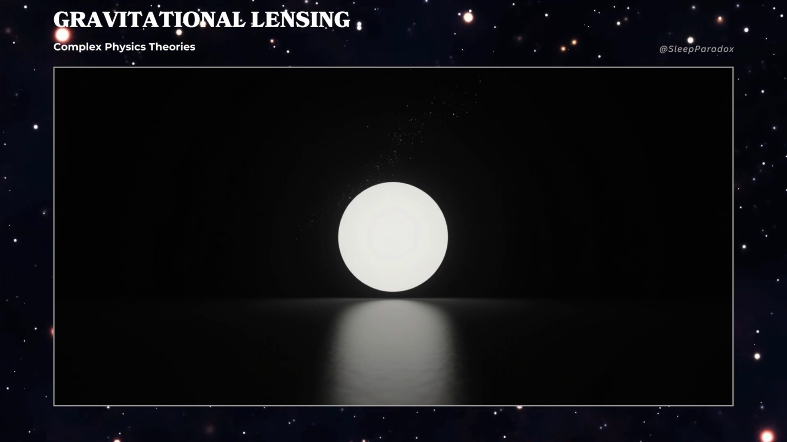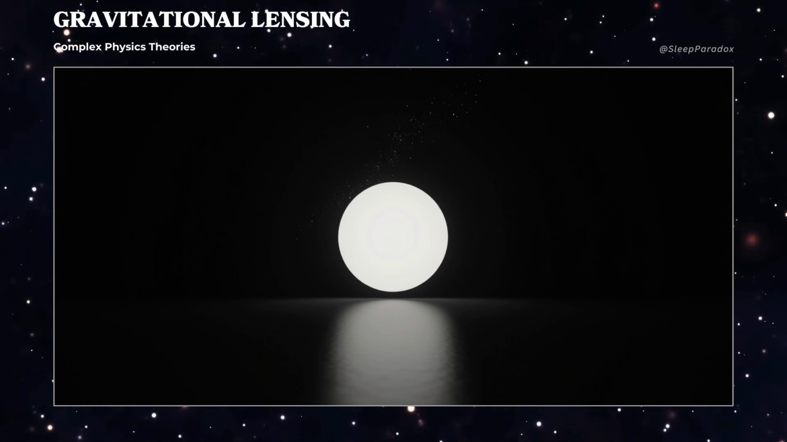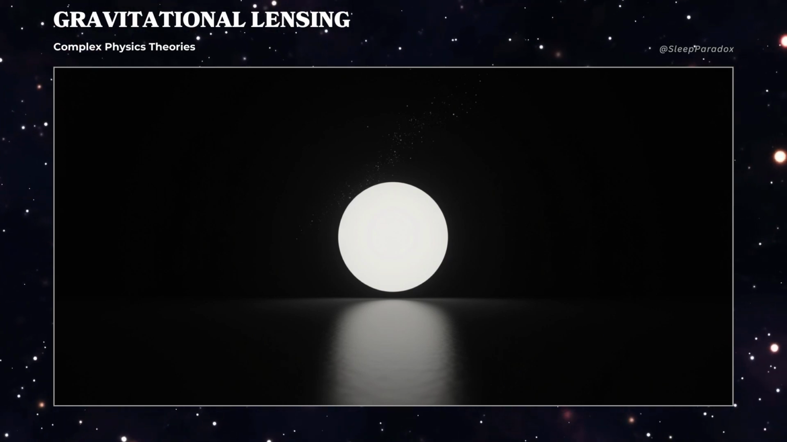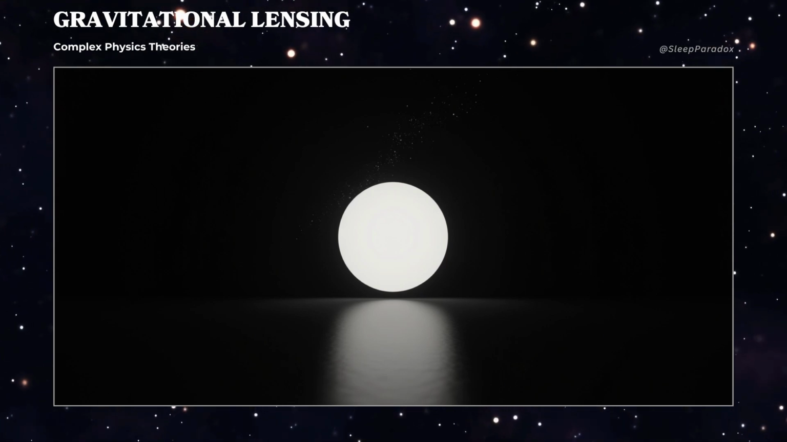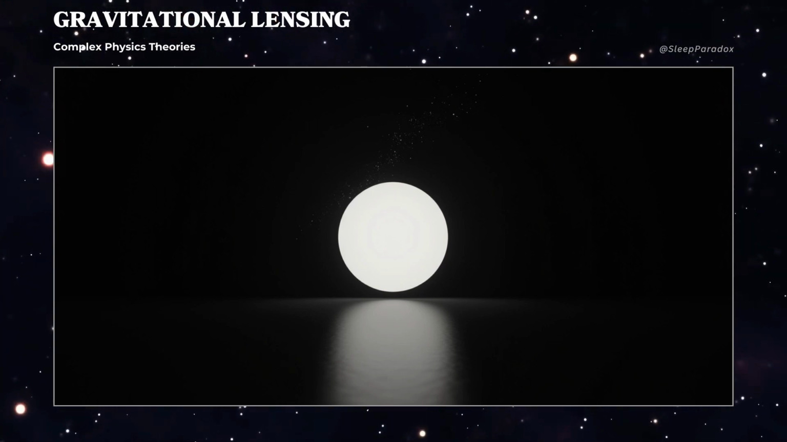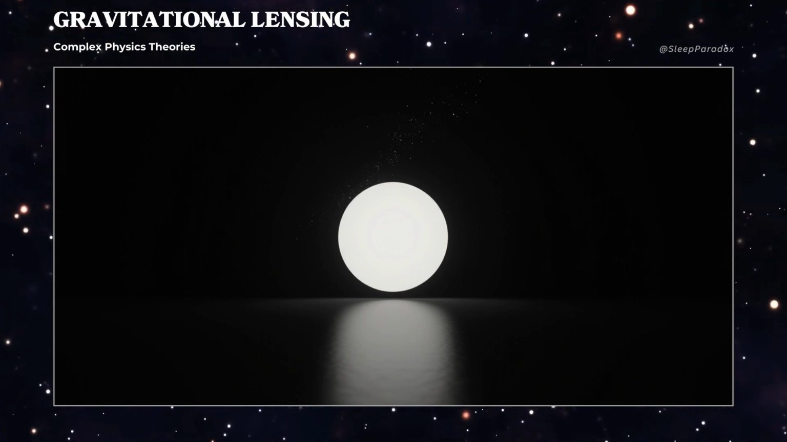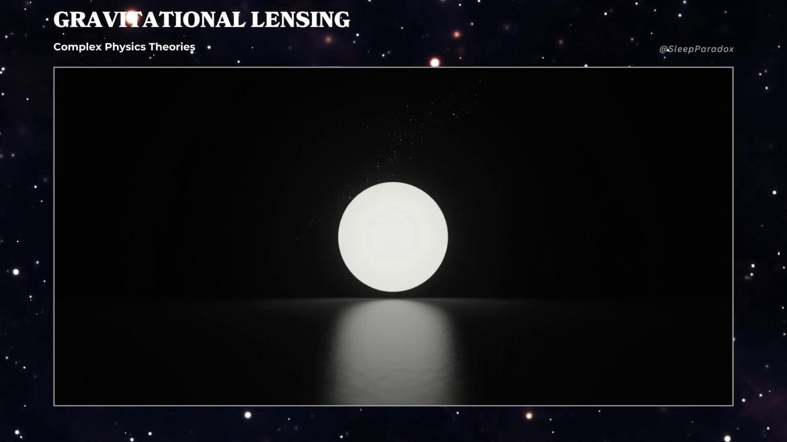In classical physics, light travels in straight lines, but in general relativity, straight lines don't always look straight. When space-time itself is curved by the presence of mass or energy, light follows the shape of that curvature. So what we observe as a bent path is actually light moving in a straight line through a curved space-time.